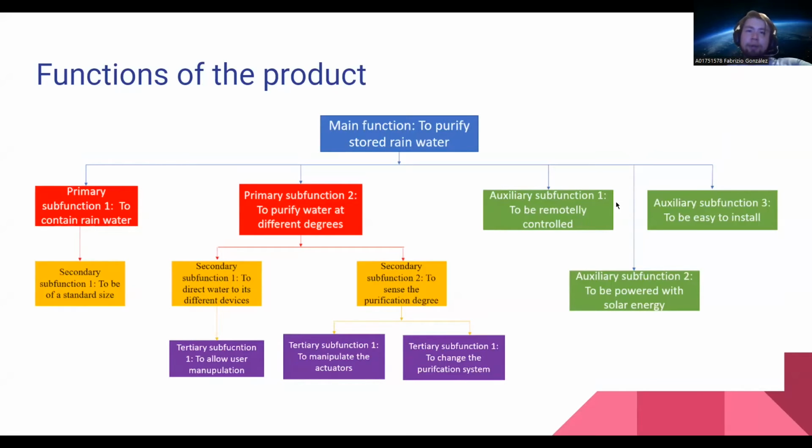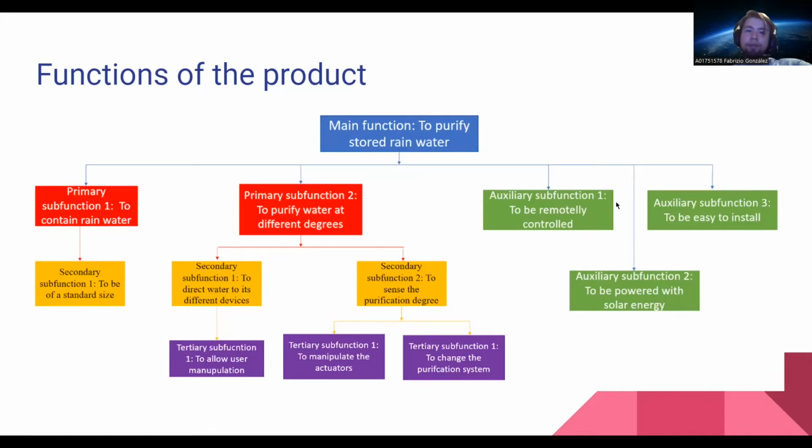As you can see in the function tree, our primary subfunction 1 is to contain water. Its secondary subfunction 1 is to be of a standard size, so it will be much easier to install. The primary subfunction 2 is to purify water at different degrees. Its secondary subfunction 1 is to direct water to different devices, so people can use it when they need it. Its tertiary subfunction 1 is to allow user manipulation. The secondary subfunction 2 of the primary subfunction 2 is to sense the purification degree. Its tertiary subfunction 1 is to manipulate the actuators, so the system can be modified if it's needed. And the tertiary subfunction 2 is to change the purification system.